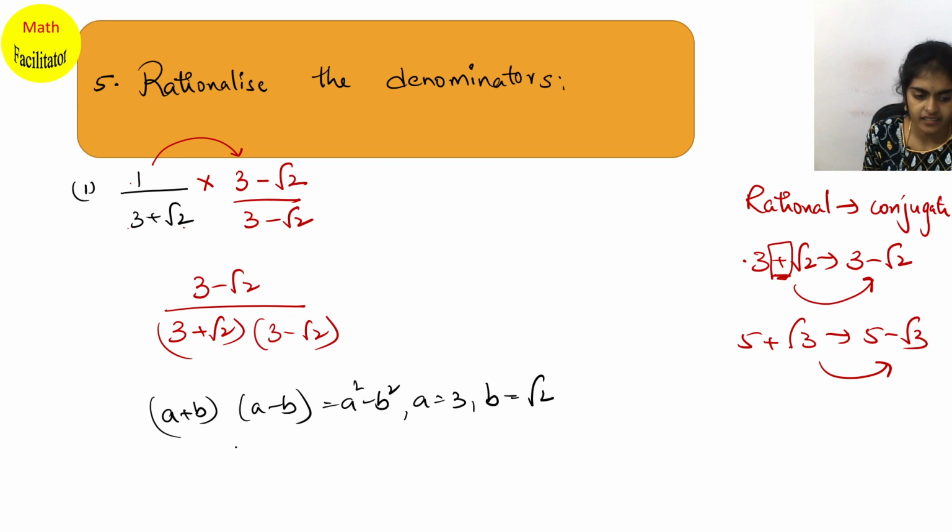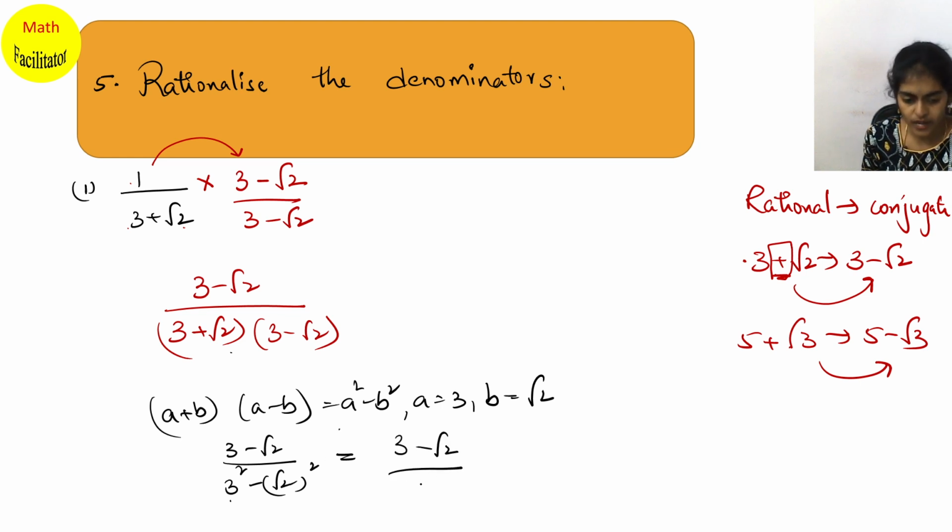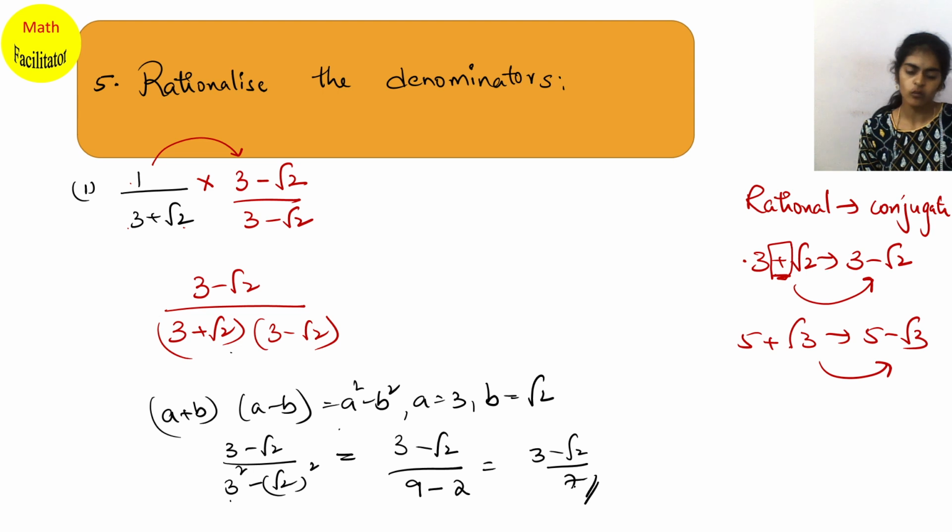So can I write this as 3 minus root 2 divided by 3 square minus root 2 whole square? a square minus b square, because it is like a plus b into a minus b. So that is equal to 3 minus root 2 divided by 3 square is 9 minus root 2 whole square is 2. So 3 minus root 2 divided by 7. Now what is the final answer? You got 3 minus root 2 by 7. 7 is a rational number. Rationalize the denominator, they are asking you. That means the denominator should be a rational number. Now is the denominator a rational number? Yes, it is.